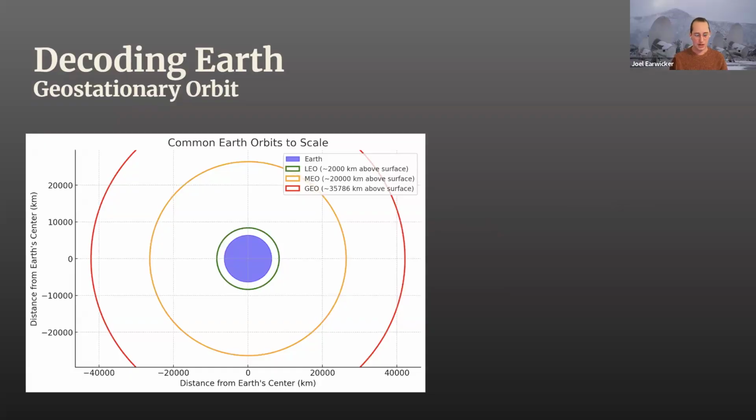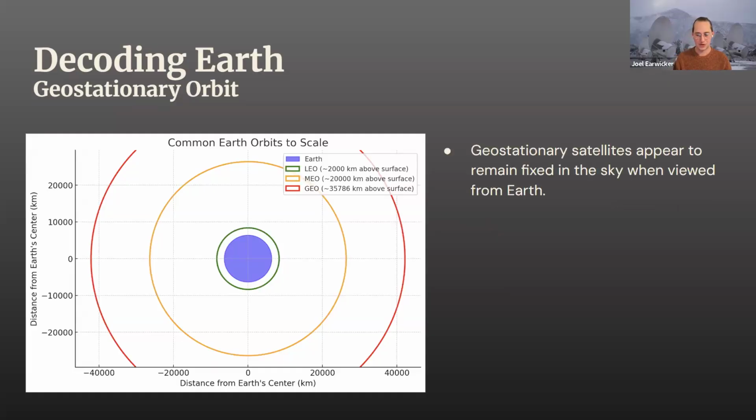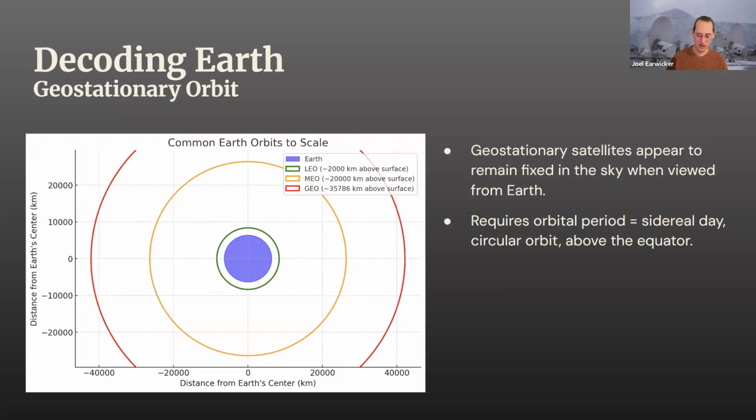Starting off in the lab, we look in more detail at geostationary orbits. Geostationary satellites are satellites that remain fixed in the sky when you view them from Earth. They always stay above the same place on Earth at all times. This really just requires that the orbital period of the satellite match the rotation of the Earth. So your orbital period for your satellite matches the sidereal day for Earth. If you have a circular orbit and you orbit above the equator, then you have a geostationary satellite.